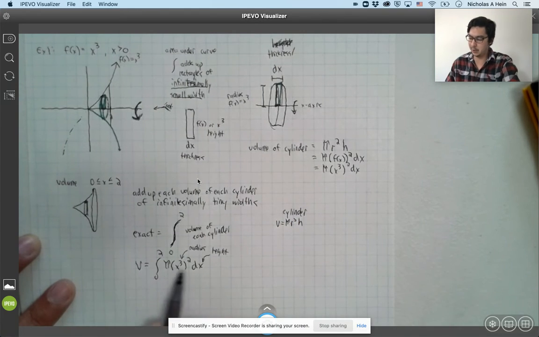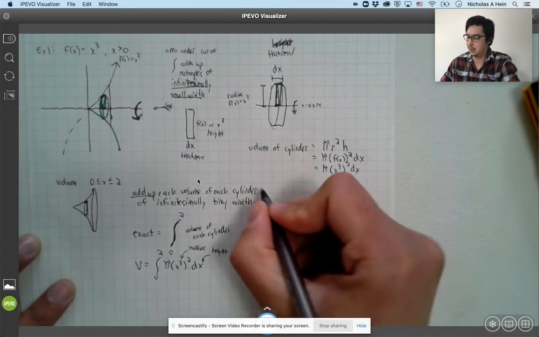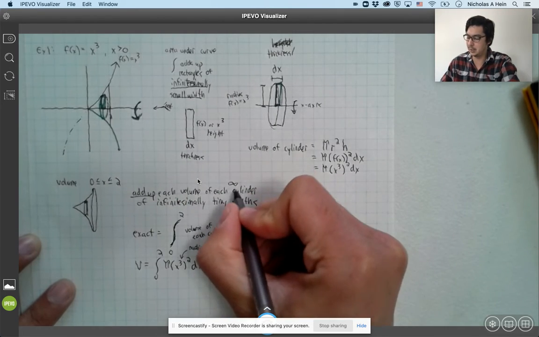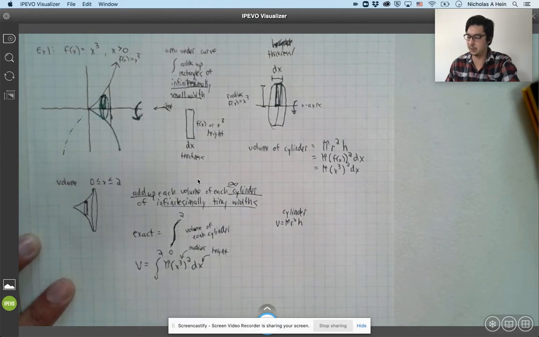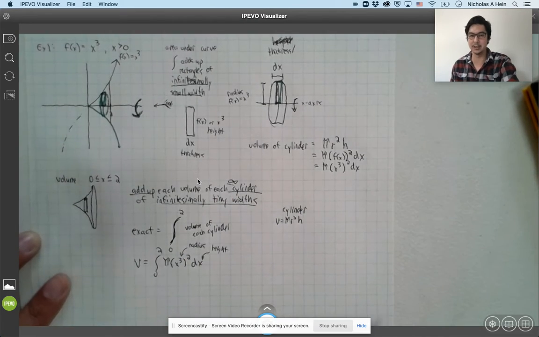Okay, so that's the volume of a cylinder. The integral sign makes it so we add up infinitely many cylinders with tiny widths. So let's calculate this out and see what we get.